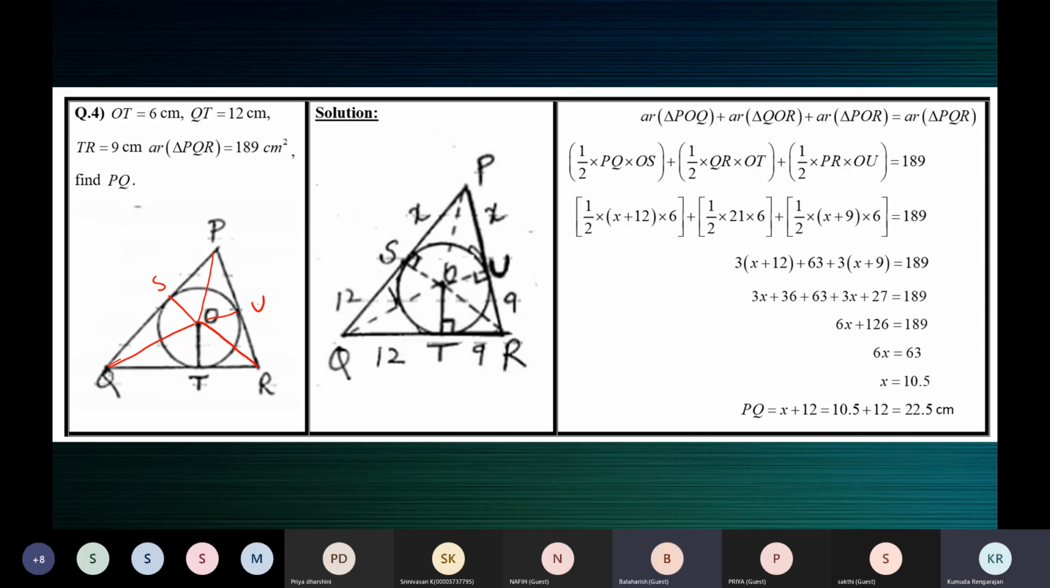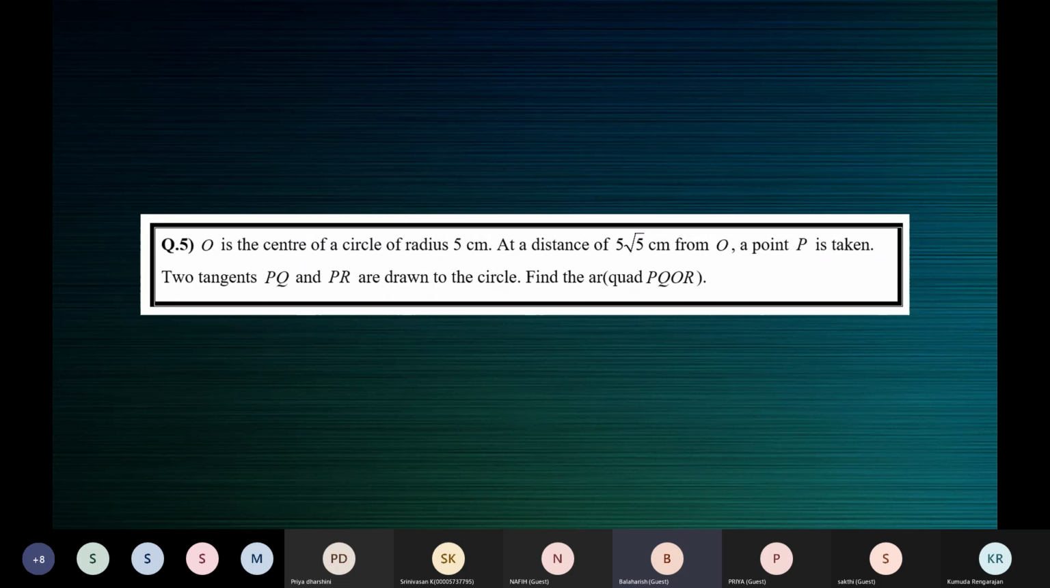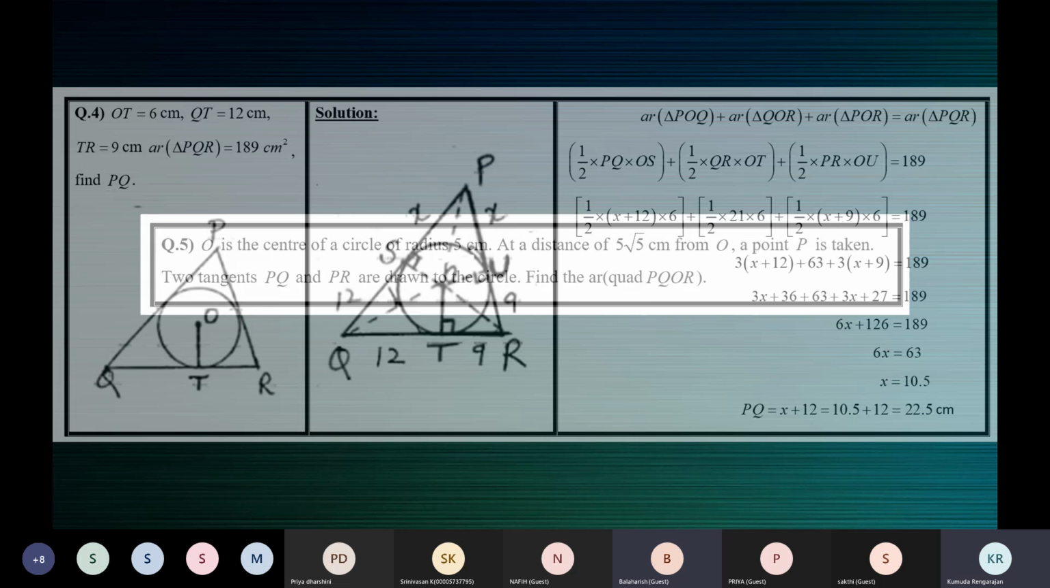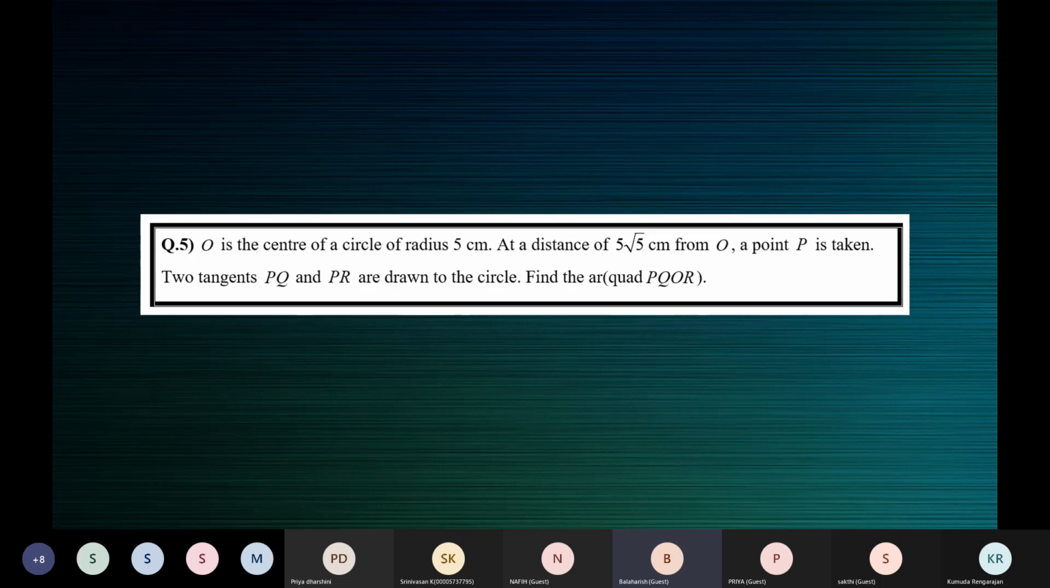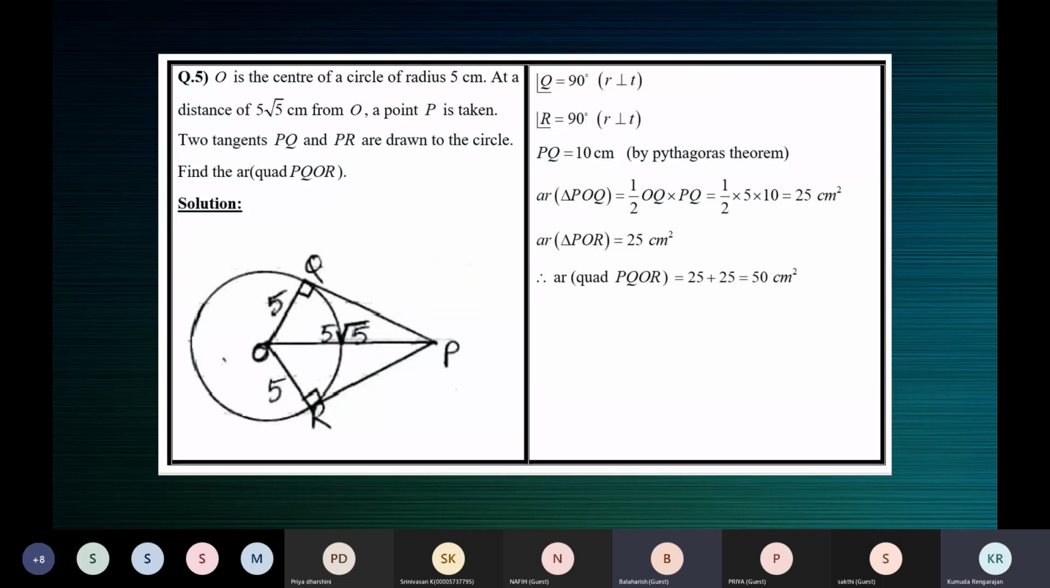Okay. I hope all of us have understood this clearly. What about this one? Any questions here, children? No questions? No, ma'am. Okay. So here we find the area of one triangle and double it to get the area of the quadrilateral.